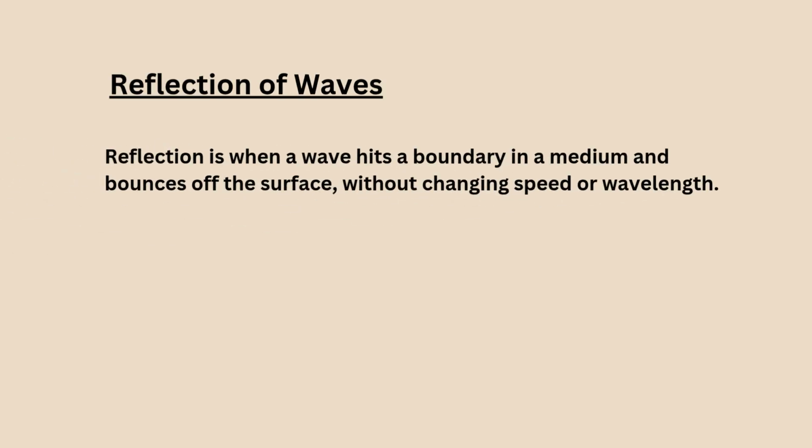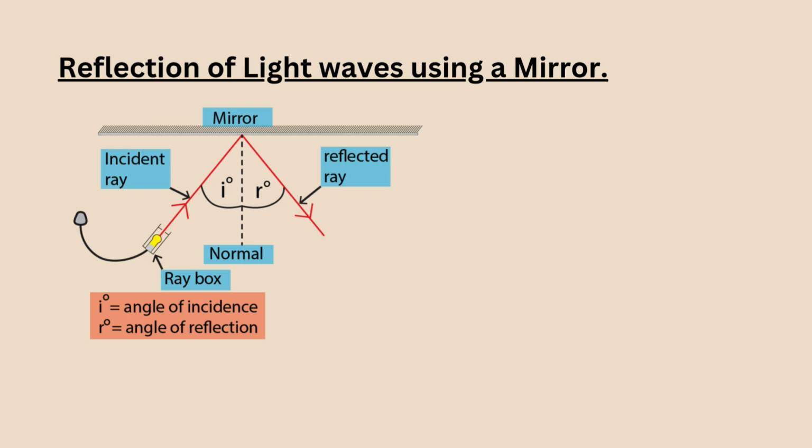Reflection is when a wave hits a boundary in a medium and bounces off the surface without changing the speed or the wavelength, and all waves can be reflected. We can use a mirror to reflect a light ray. If we have a ray box that emits a beam of light, there is an incident ray which will strike the mirror and then it will be reflected as a reflected ray.